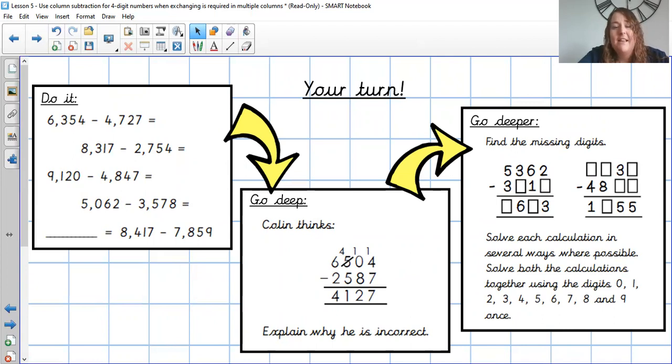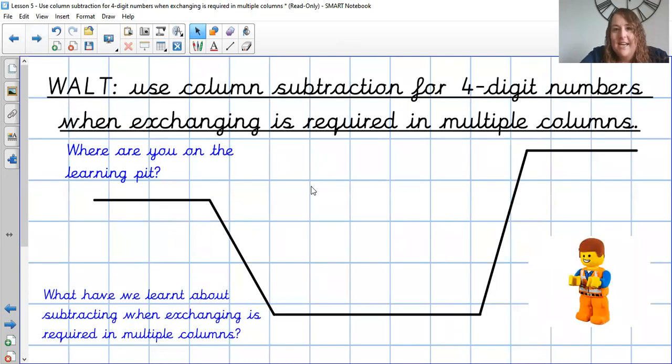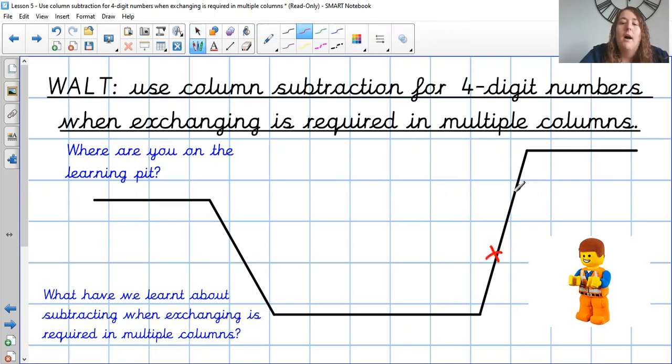Okay, huge well done for having a go at that today. Can't wait to see your maths work later. If you send it in, if it's your favourite piece, just have a think about where you are on the learning pit today. I know it was very tricky to do multiple exchanges. Hopefully you didn't find it too bad, but it has been a long time since we've done it because it was before half term. So maybe you're not quite as confident as you'd like to be, but you are getting there. So maybe somewhere up the side, maybe you found them all easy and you're at the top. Maybe it was just Colin and Emmett's problem that confused you a bit today.